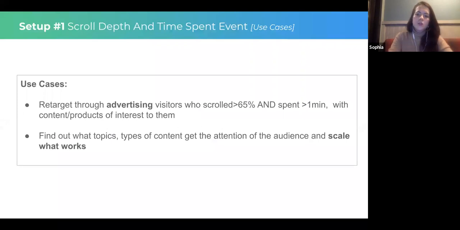A few use cases: you can retarget, because Google Analytics now knows who is scrolling more than 65% and spends more than 1 minute. You can now target only these engaged customers through advertising, and show them the exact content they are interested in, like content or products they visited before. It's also a nice way to understand what topics, pages, and types of content get the attention of the audience, so you can scale more of that. It might be that you have a few articles on the blog and you want to build more content, but you don't know what's getting the attention. So it's a very useful and efficient way to do it.